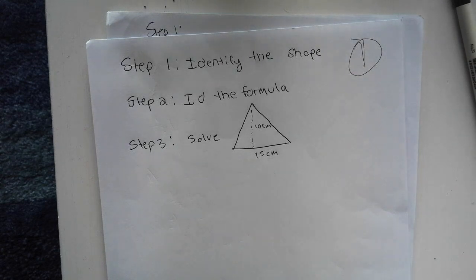Our first example. So we're going to build off of our last class where we had to find the area of triangles, trapezoids, and parallelograms. So here we're given a triangle. Let's look at our three steps. First, we want to identify the shape. It's a triangle.